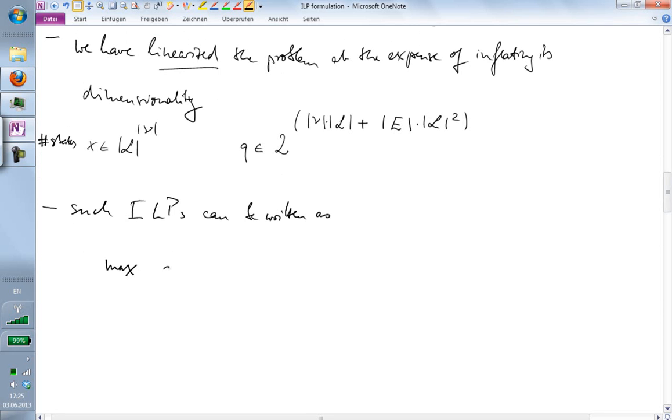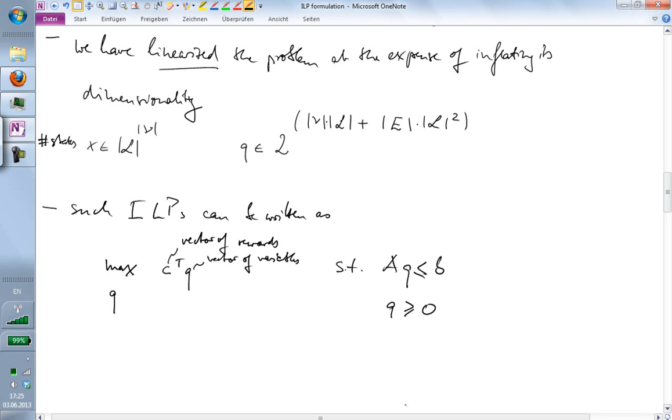as a maximization over some vector of rewards C, and then Q is a vector of variables over which we want to optimize. And this is subject to the constraints that AQ should be no more than B. The elements of Q should be non-negative, and the elements of Q should be integer.